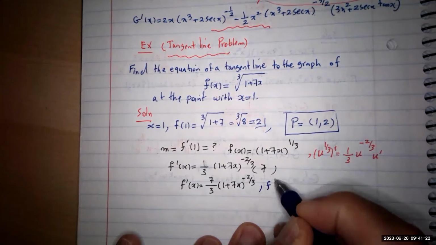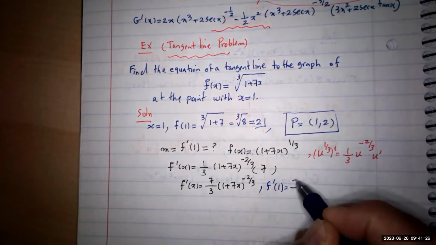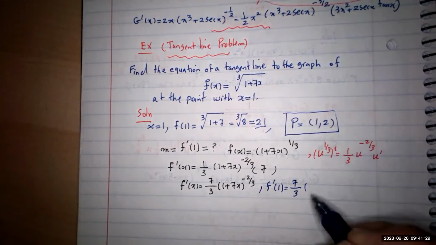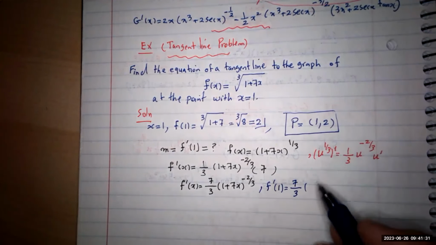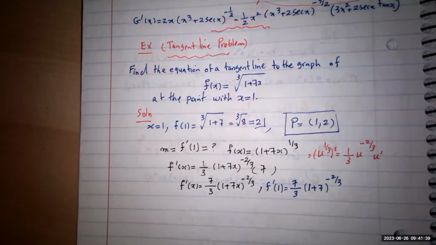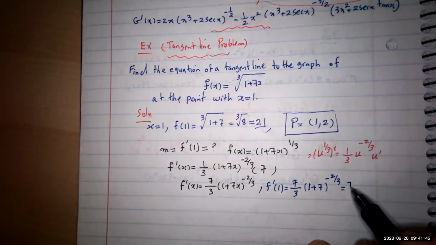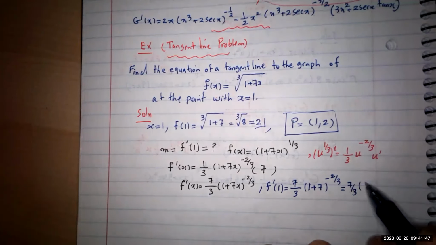So what's going to be f prime of 1? Replace the x by 1, that gives you 7/3 times 1 plus 7 to the negative 2/3. Okay, you have to simplify this. 1 plus 7 would be 8. So keep the 7/3. That gives you 8 to the negative 2/3.